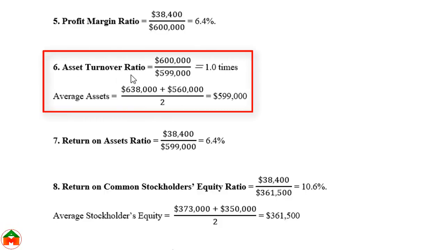Asset turnover ratio. Here the 6 lakh is the net sales and 5,99,000, this is the average total asset. To calculate this average total asset, we have shown that average assets equal to 6,38,000, this is the closing balance of total asset, and 5,60,000, this is the opening balance of total asset. By dividing 2, we get the 5,99,000, this is the average assets. By applying this average asset, the asset turnover ratio is 1.0 times.